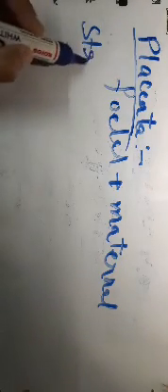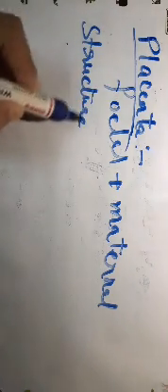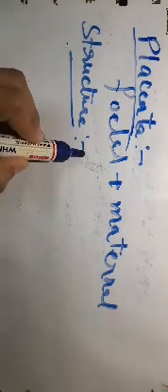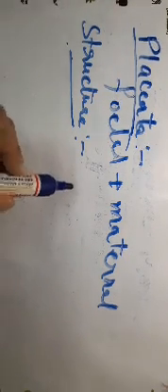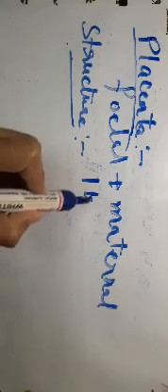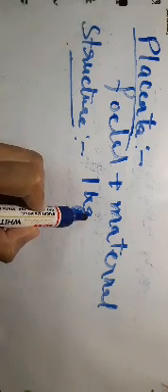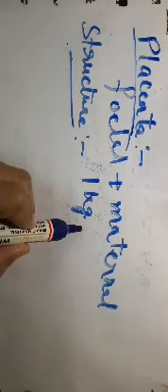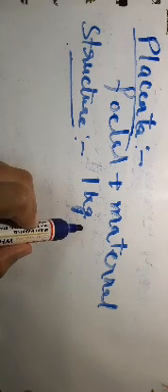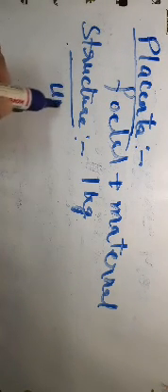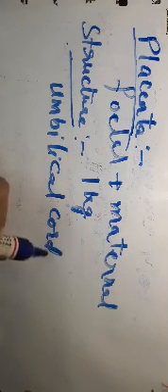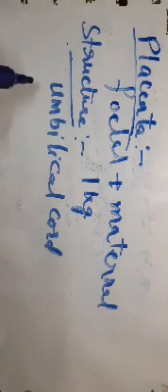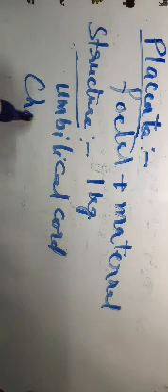About its structure, it is reddish brownish, its size is nearly that of a dinner plate, about 1 kg in weight, and at the center the umbilical cord is attached. Near its center it consists of chorion.